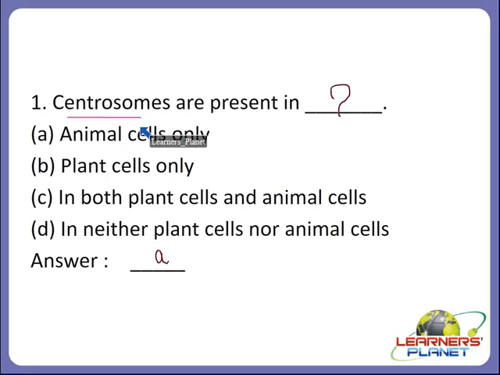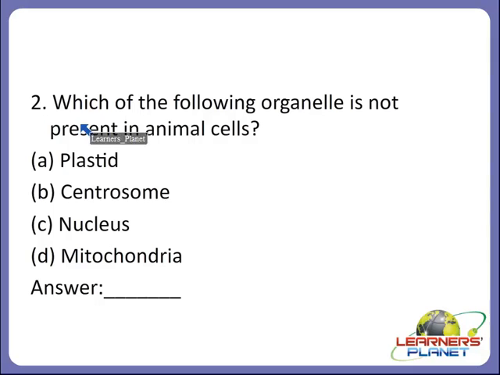So we have sorted out two different questions of related type. If the point is centrosome, it is present in animal cell in case of this specific question. But if it was polar cap, then the correct answer would be plant cells. So the next question is, which of the following organelle is not present in animal cells? So what we are finding out? You have to find out a particular organelle which is absent in the animal cells.